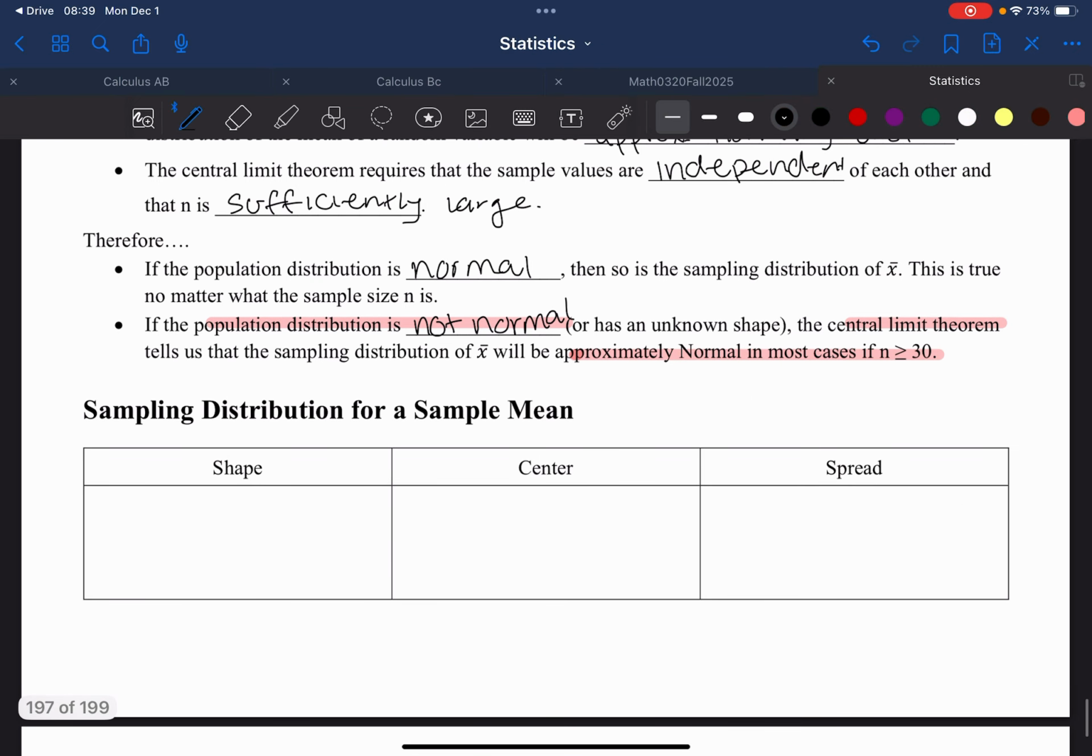So sampling distribution for a sample mean. Again, we want the shape to be approximately normal. Our center is going to be mu of X bar is equal to mu. And our spread is going to be sigma of X bar is equal to sigma divided by the square root of n. Okay, remember sigma of X bar and sigma are two different things here. Sigma of X bar talks about our standard deviation, and sigma is just a parameter that they give us in the problem.